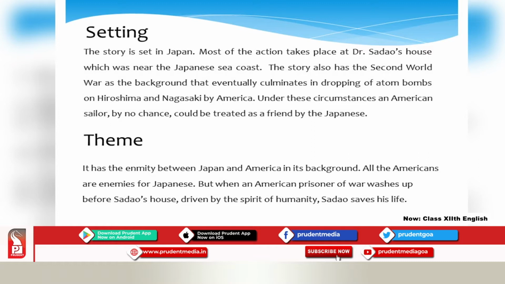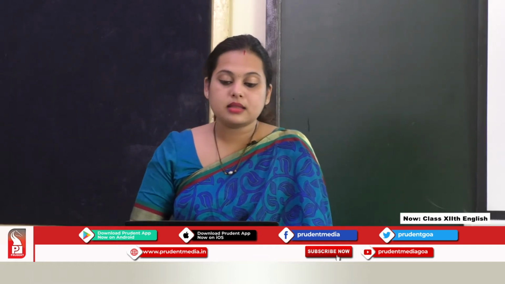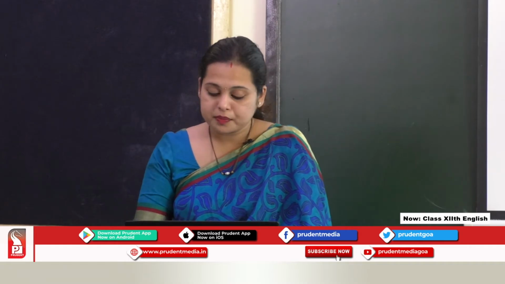The theme of the story, it has enmity between the two nations. So the story, The Enemy, portrays enmity between the two nations, Japan and America, in its background, and all the Americans are considered as enemies by the Japanese. But when an American prisoner of war is washed up before Sadao's house, Sadao is driven by the spirit of humanity and he tries to save his life. Let us now learn about the story.